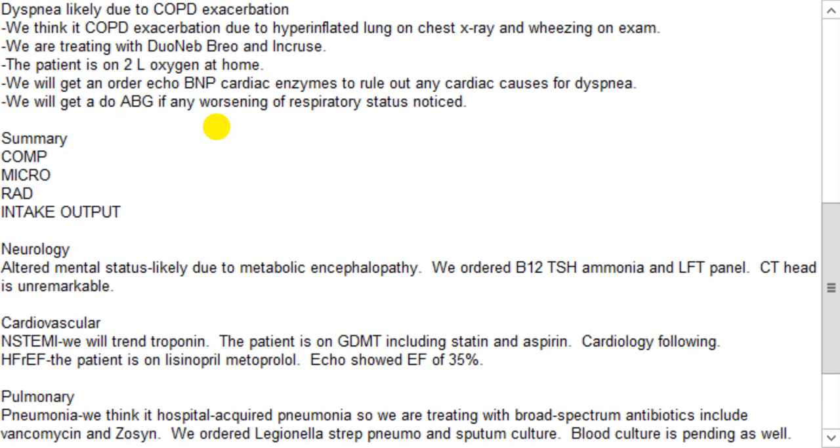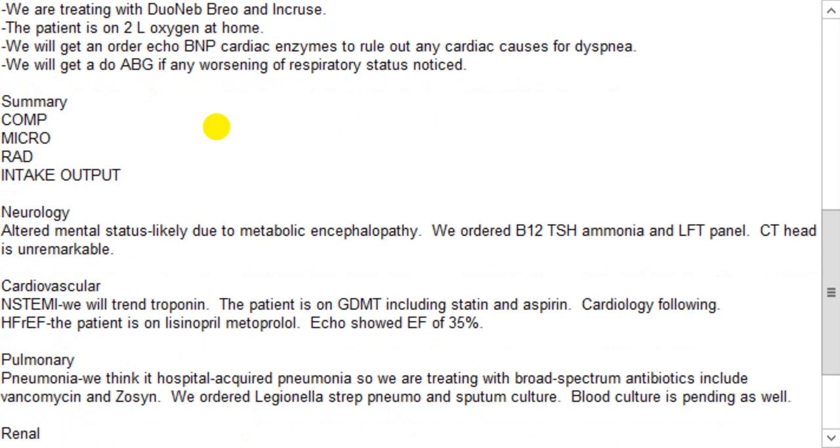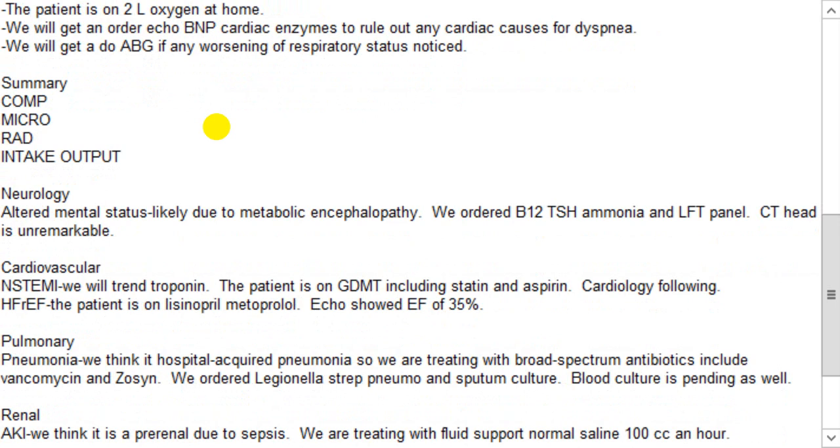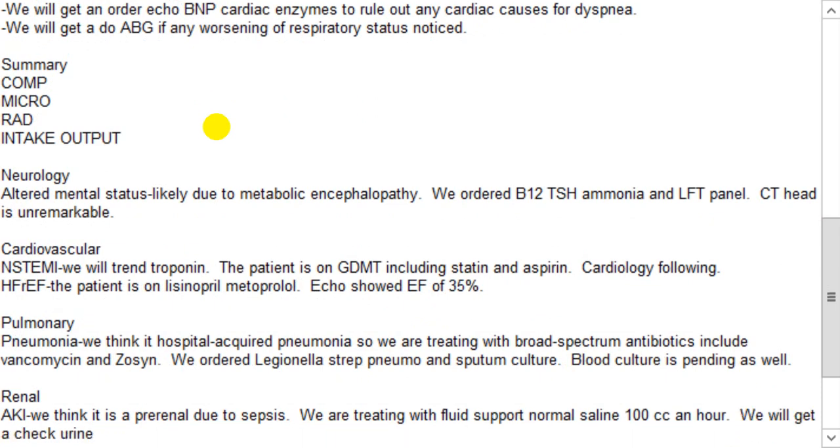Next paragraph, renal. Next line, AKI, hyphen, we think it's pre-renal due to sepsis. We're treating with fluid support, normal saline, 100 cc an hour. We're going to check urine electrolytes and osmolarity, and a renal ultrasound if no improvement in renal function is noted.